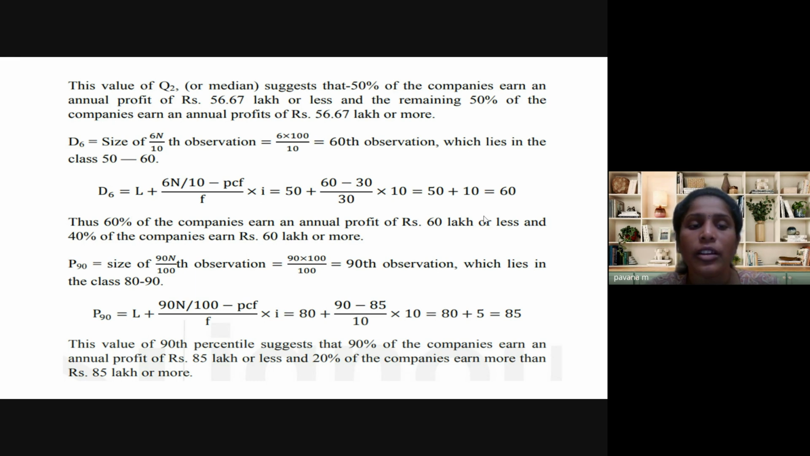So like that you have to calculate P90 or P95. Suppose you want to calculate P95, then you have to use 95 into n by 100. That observation you have to calculate. So this is the method of how to calculate Q1, Q2, D6 or P90.